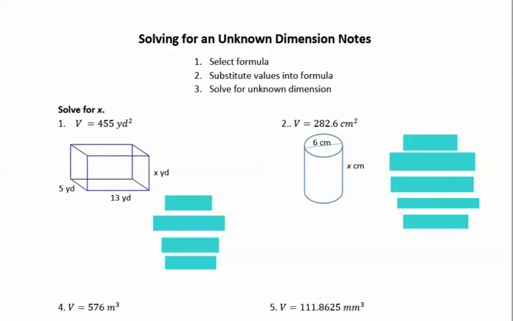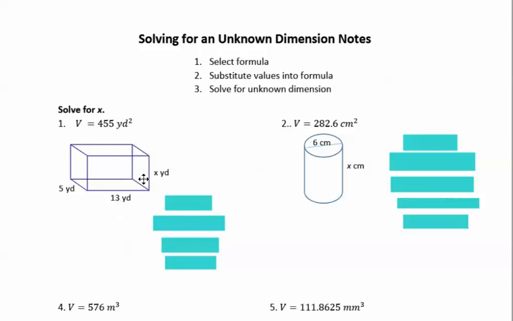Our extension today is we are going to be solving for an unknown dimension. So let's say that we know what the volume is, and we know what the width is, we know what the length is, but we don't know what the height is. So we're going to be able to solve for that.